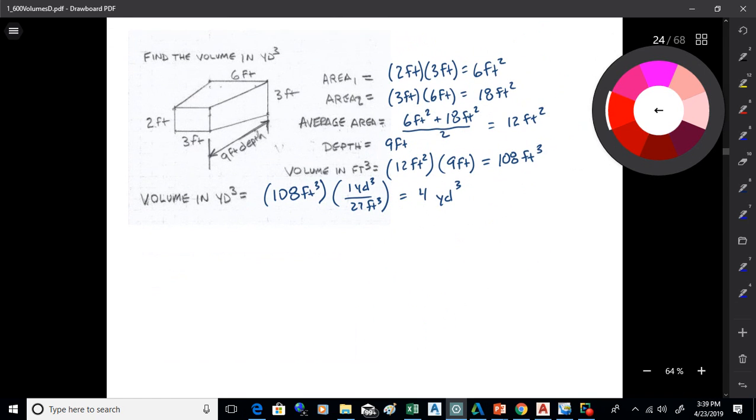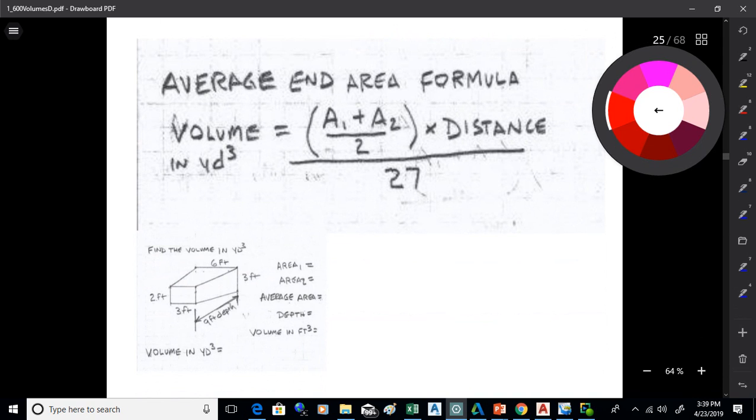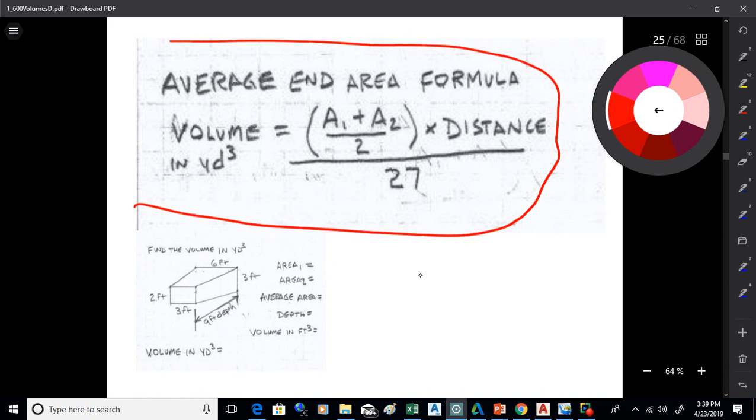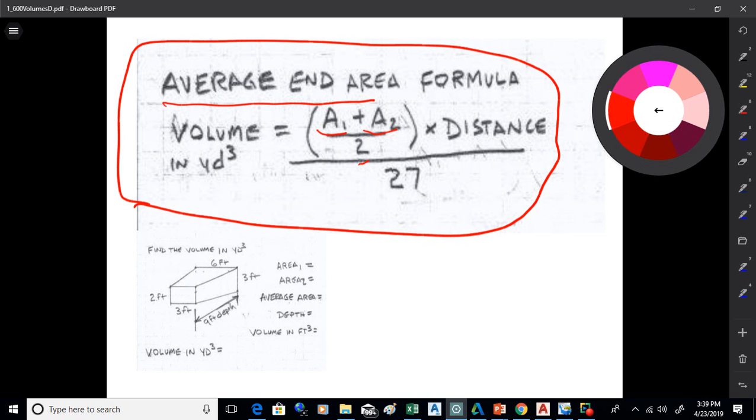All right. Now let's apply that to what we've been doing. Here's the formula. It's called the average end area formula. This is on your formula sheet too. It's over there on the left. And this incorporates everything we just did. You take the first area plus the second. You divide by 2. That gets you the average end area. You multiply that by the distance between the sections, and you divide by 27. That's how you calculate volumes with the average end area. And that's on your formula sheet on the left. Okay.